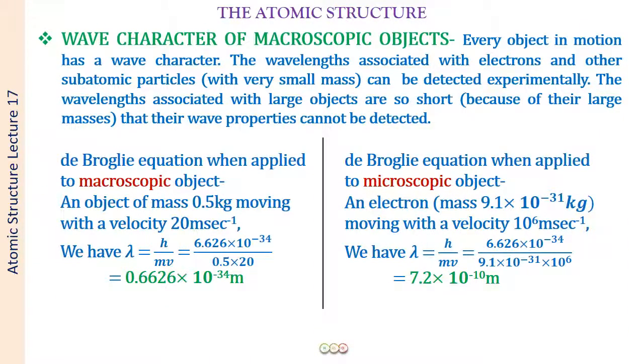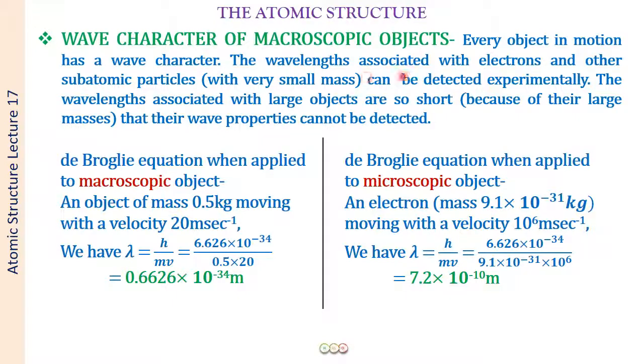Now we've been talking about the wave character of electrons. Similarly, it is going to be for protons, neutrons. So what we are talking about is the wave character as well as the particle character of the microscopic objects. What about the macroscopic objects? The car, the scooter, do these also exhibit wave character? Well, every object in motion has a wave character. So de Broglie said that, and we agree with him.